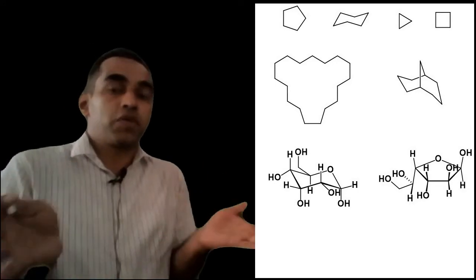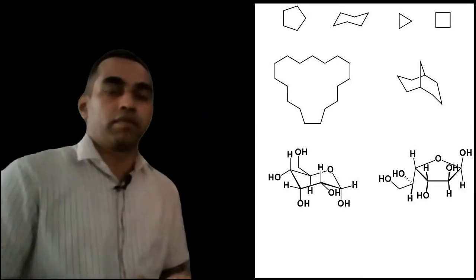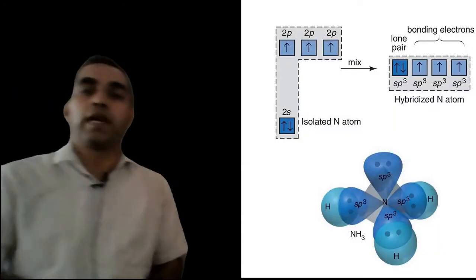There may be distortion in the structure, but hybridization is sp3. Now, we will look for more examples. We will take some inorganic examples which show sp3 hybridization. We will consider ammonia, NH3.